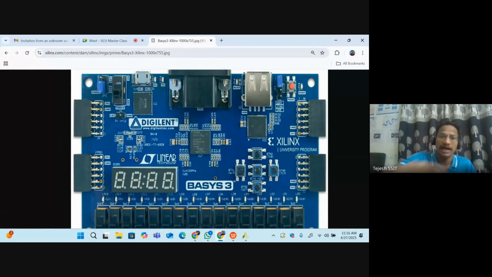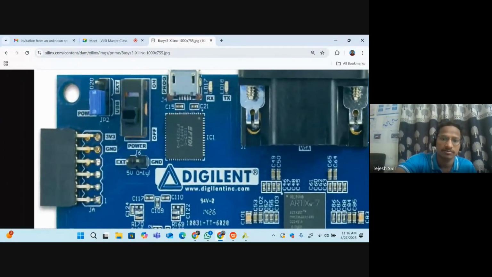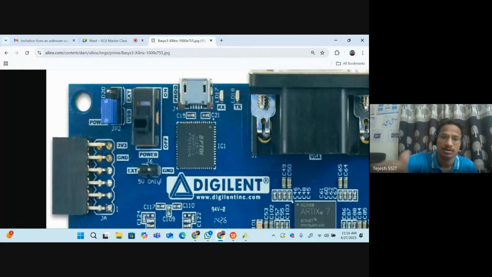So first of all, I will explain this part, the power consumption. This is very important. In any kind of class, any NPTEL class, any YouTube class, you will not find this topic, the explanation of any kind of FPGA board. You can find NPTEL courses and YouTube courses, but you will not find this kind of class. Trust me.